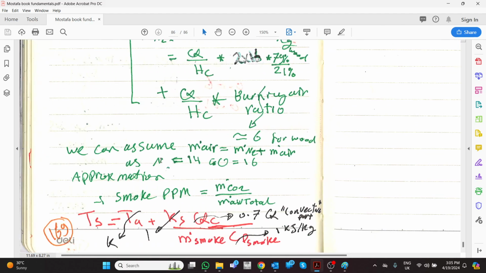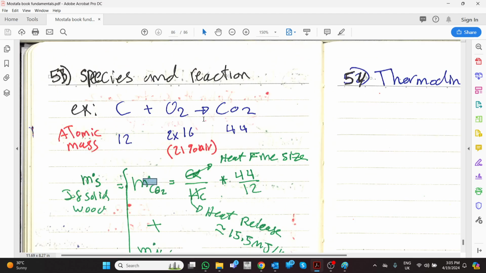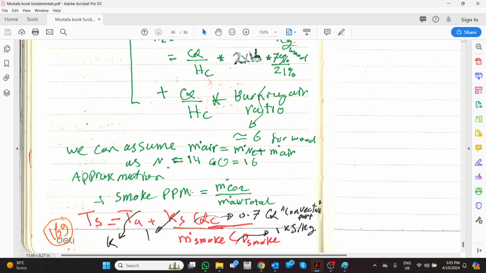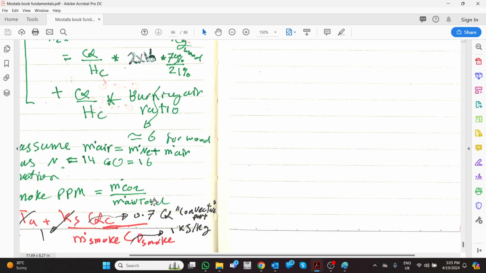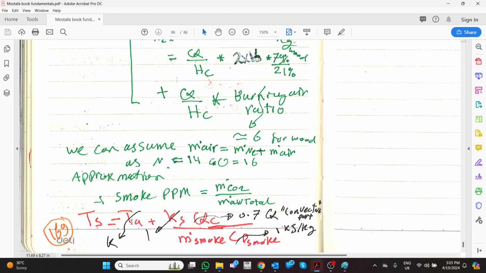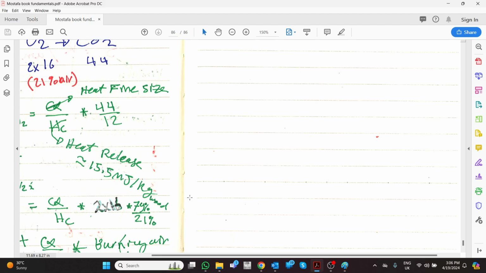So the last one: how to calculate the temperature of the smoke. It is very easy. I know the mass of the smoke, the total CO2 plus all the air and nitrogen, and T smoke is equal to T ambient plus Ks. Ks is the convective part, from NFPA 0.7 of the total, as 0.3 is radiation. So the radiation will not heat the air. Divided by m dot smoke multiplied by Cp of the smoke, which is almost 1 like air. You will get the temperature of the smoke at the flame, or just after the flame.